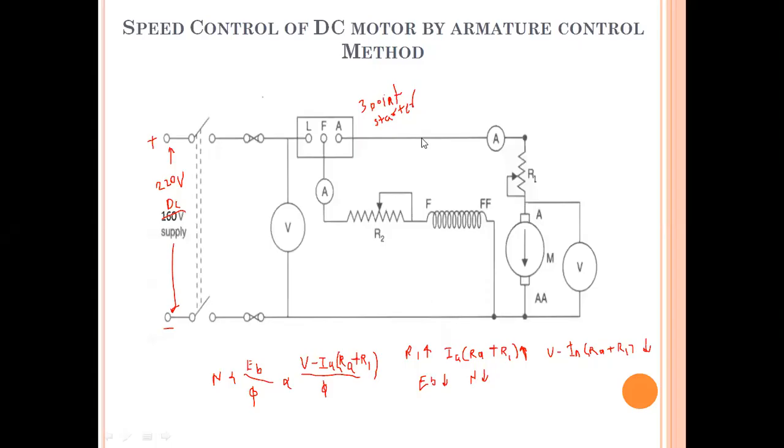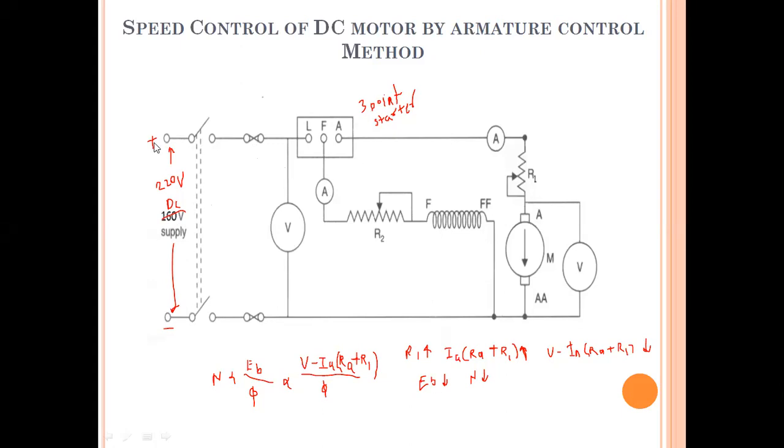Dear students, today we will learn about the practical of speed control of DC motor by armature control method. In this, supply voltage is 220 volt, that is a mains positive and negative, that is DC supply. Now in the circuit diagram, this LFA is a 3-point starter.